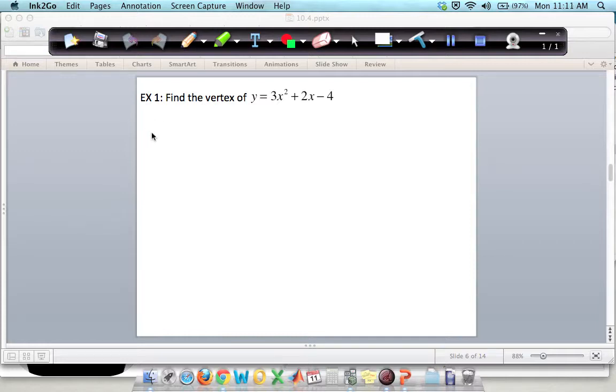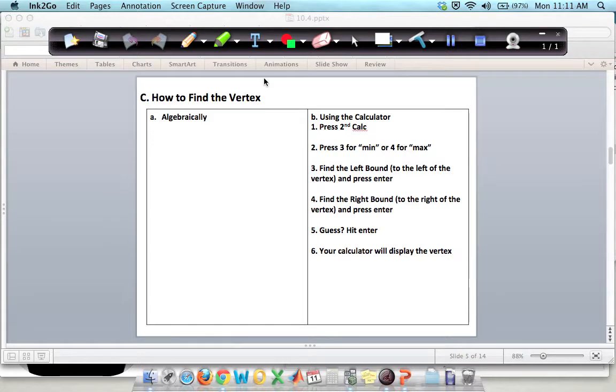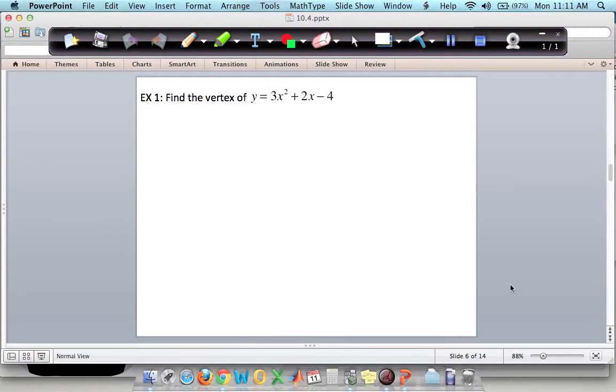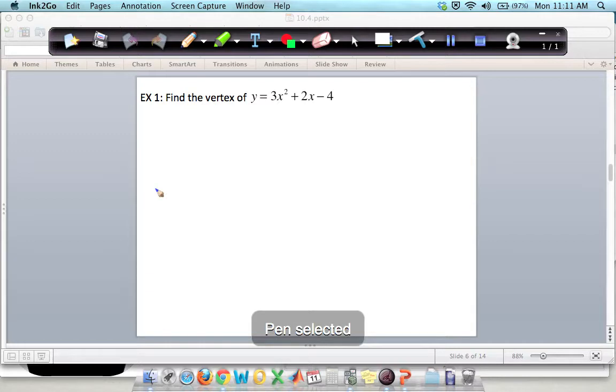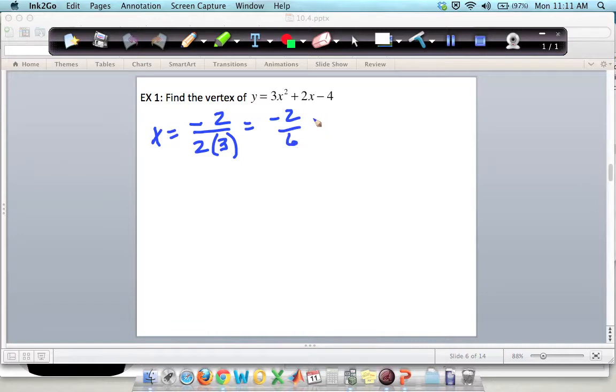So algebraically, we're going to say x equals negative b, so our b value is 2, over 2 times a, and a is 3. I'm just going to simplify. This is negative 2 over 6, which reduces to negative 1/3. So that's the x value. To find the y value, you need to plug in negative 1/3 for x and solve for y.